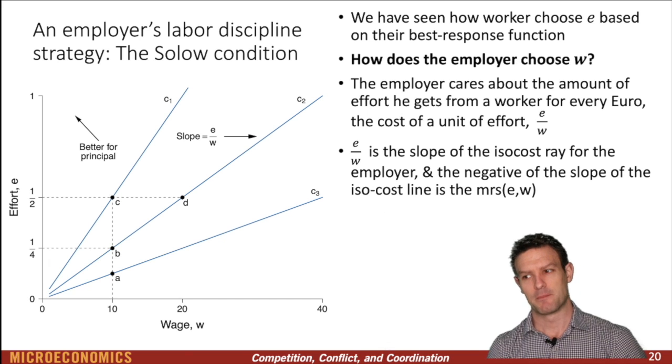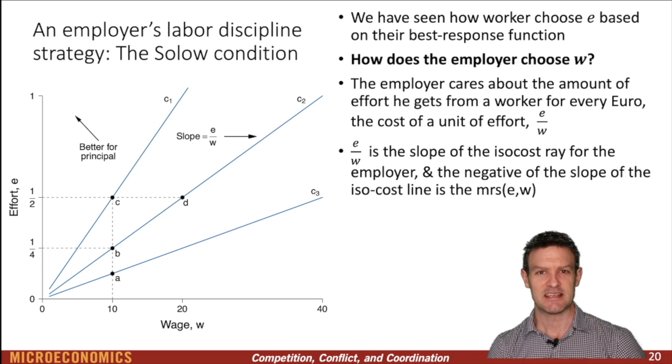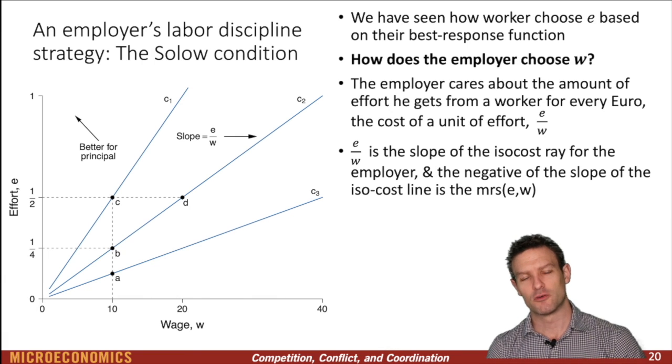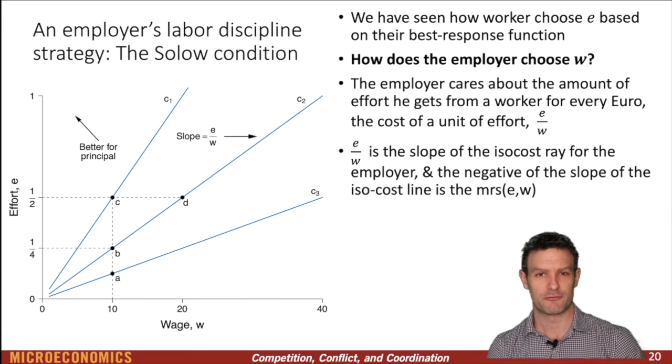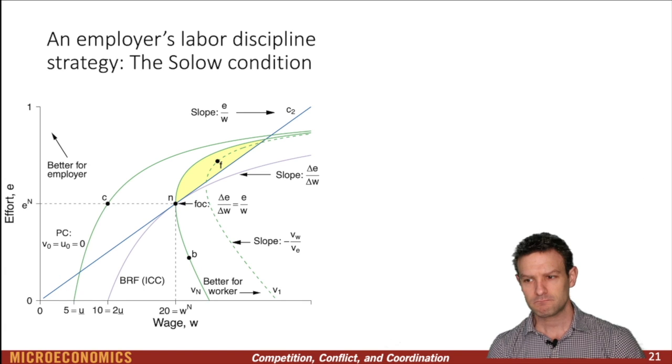Okay, so when we're thinking about this, we're just describing exactly what I've said. We've got the worker choosing E based on their best response function. The principal is going to choose W based on the ISO cost curves. And the employer is caring about the amount of effort that they get from a worker for every euro, every dollar, or every pound that they spend, such that they're getting E per W, effort per dollar that they spend. And E over W is the slope of the ISO cost ray for the employer, as we've already said.